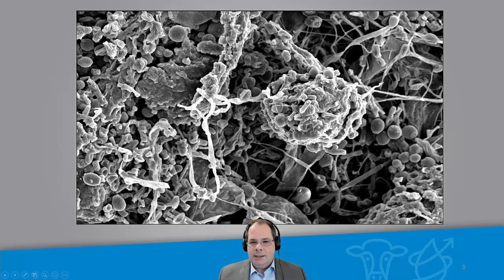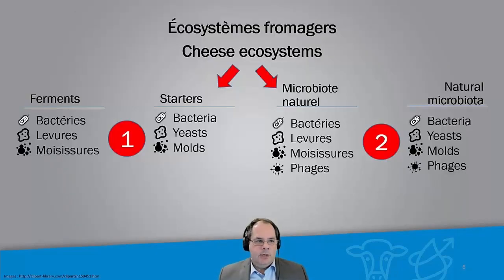In this slide here, you can identify bacteria, yeast and mold filaments. The ecosystem interacts, the microorganisms interact amongst themselves or with the matrix, and will eventually have behaviors that are called cooperation, which means that the cheese will develop in a favorable way or an unfavorable way. In the cheese ecosystem, there are two big categories of microorganisms.